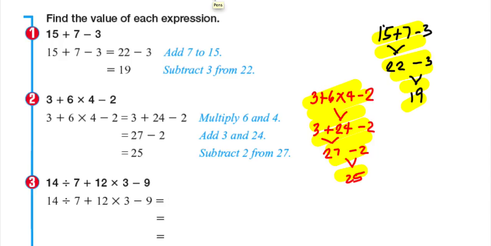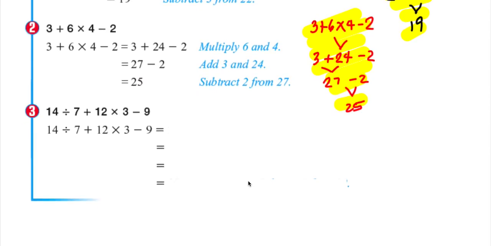Let's take a look at example number 3 and let's see how this works. You have example number 3. Let me copy that down. This is how you do it in your notebook, so it'll be more organized. 14 divided by 7 plus 12 times 3 minus 9.